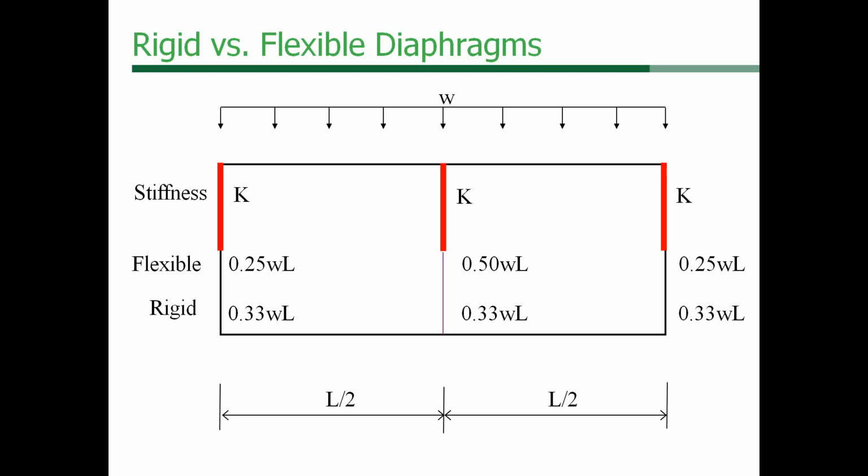But under the rigid approach, diaphragm forces are distributed to the walls based on the stiffness of the walls, and we only have a third of the force in each wall. And you can see there's quite a bit of difference, at least percentage-wise, in what's required in the center wall, depending on whether you choose a rigid or a flexible analysis.